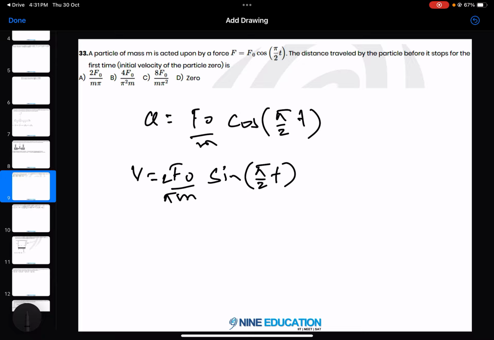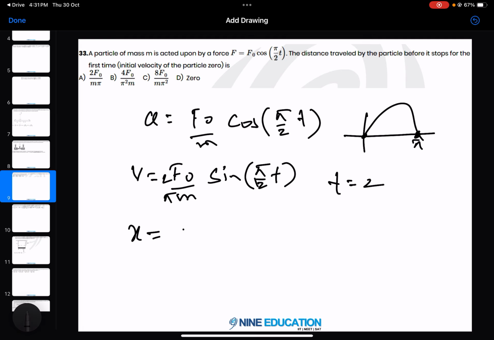He's asking when will the velocity become 0 for the first time. The particle stops, that is velocity 0. So if you look at the sine graph, at t equal to 0 it is 0, and when the angle is pi it will become 0 again. You want this to be pi, so t value will be 2.